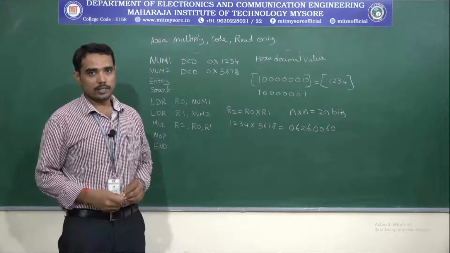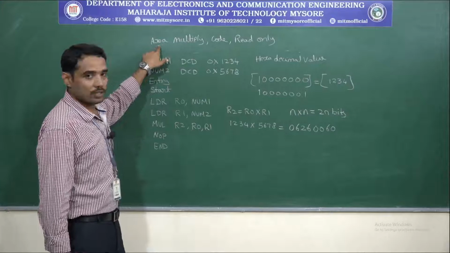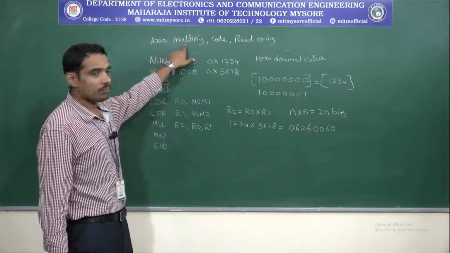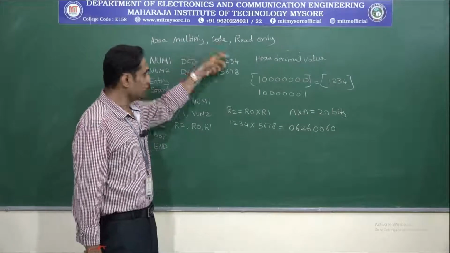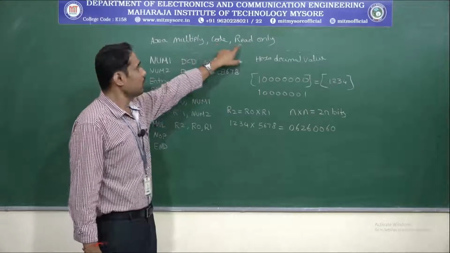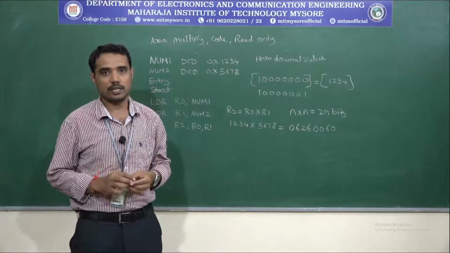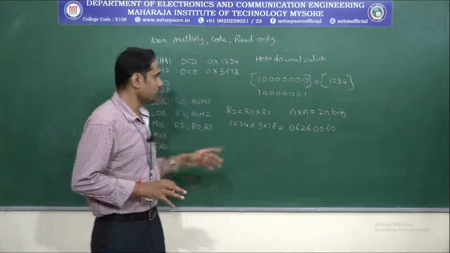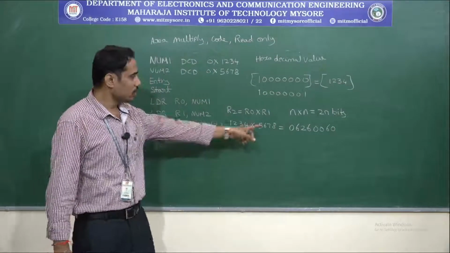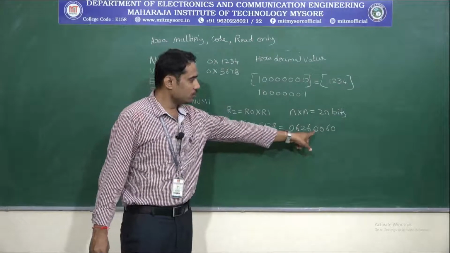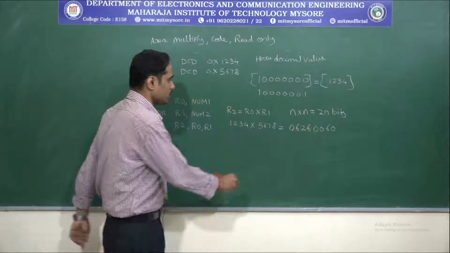Before we start writing any program, this is very important. You have to write first AREA followed by the program name, that is multiply, and this is the code, not the data, and READONLY. Here the term read only refers to we are only reading the data and we are not writing the data. For the sake of simplicity, I have shown here the case of writing the data. After computation, the result is 06260060, which is a 32-bit data which is stored in R2.